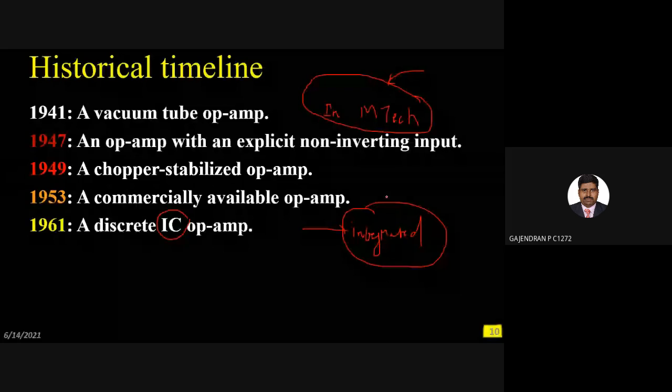So in 1961, this kind of ICs got developed. We will show the figure of that one also.